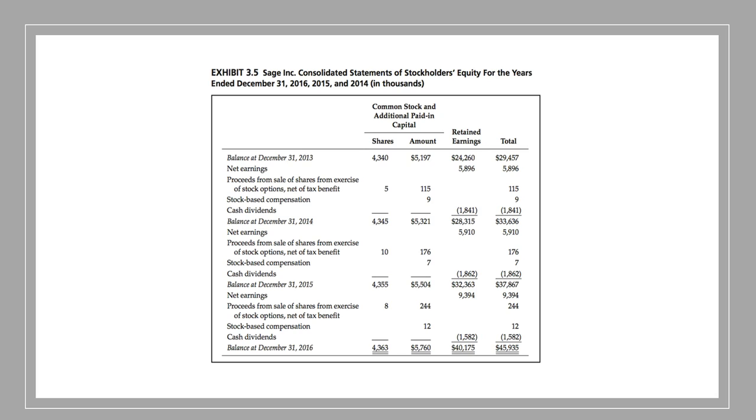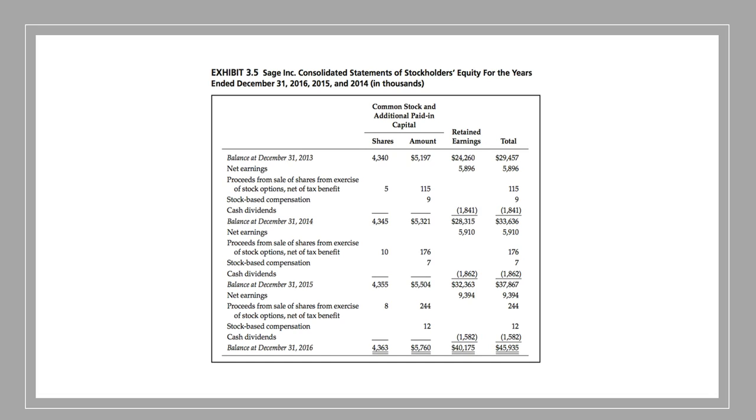So we'd start off with balances at December 31st, 2013. So look at the retained earnings. We started off with $24,260 in retained earnings. At the end of 2013, we had net earnings of $5,896. That's going to increase our retained earnings. And then we had cash dividends paid out. That's going to decrease our retained earnings. Overall, it's a net increase. So the balance has gone up to $28,315, and it keeps going on each year.